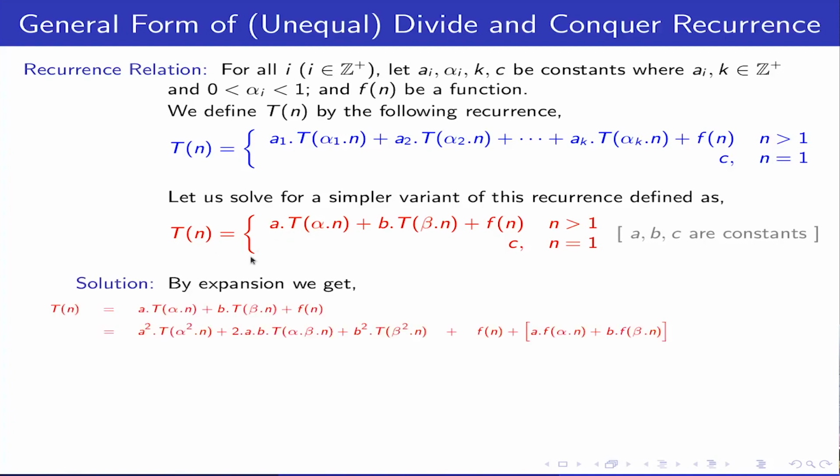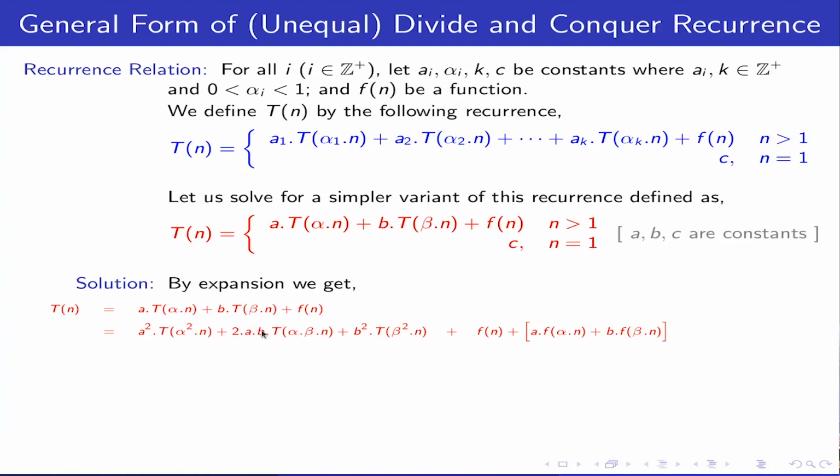So obviously, if you expand this formula, the first term will again reveal a T(alpha square n) plus a b T(alpha beta n), because your n is now alpha n, so beta into n means beta into alpha n. So therefore this term will reveal one a square T(alpha square n) and one a b T(alpha beta n).